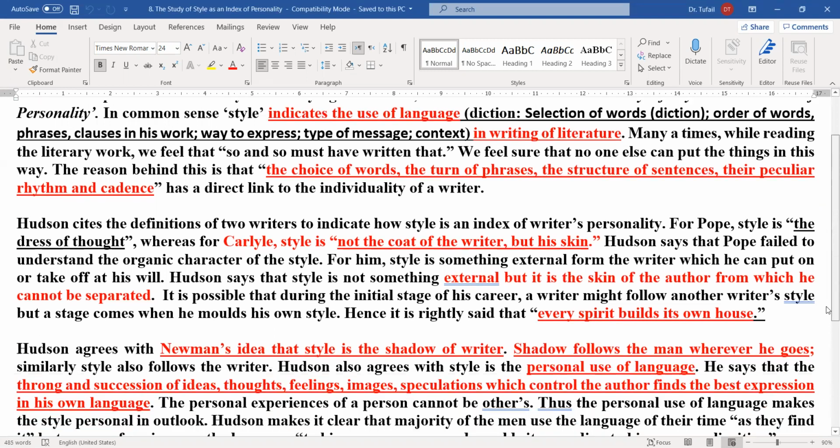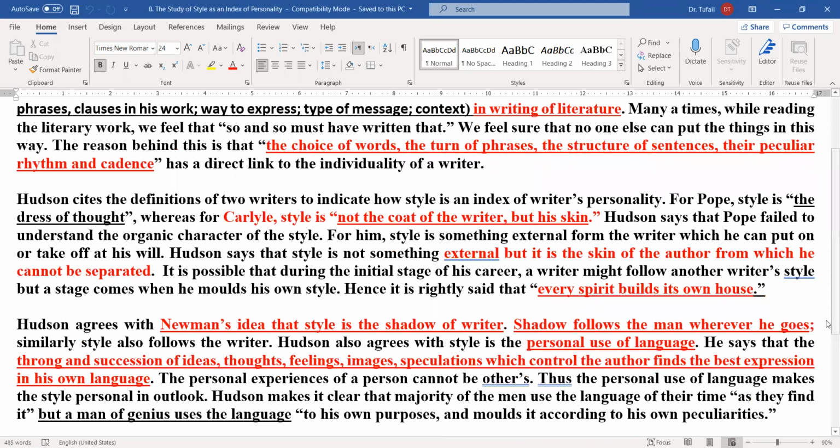And Hudson cites the definitions of two writers to indicate how style is the index of a writer's personality. For Pope, style is the dress of thought.